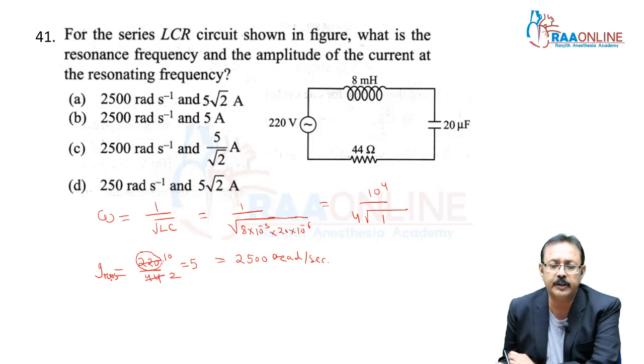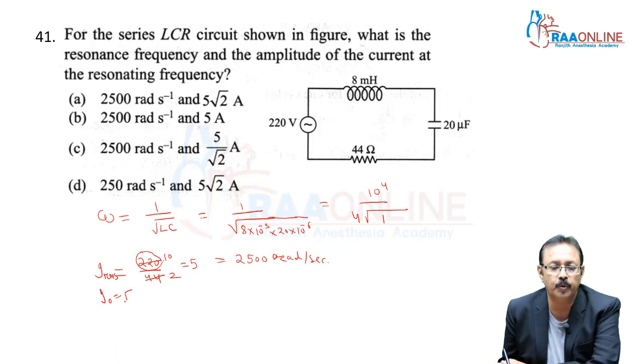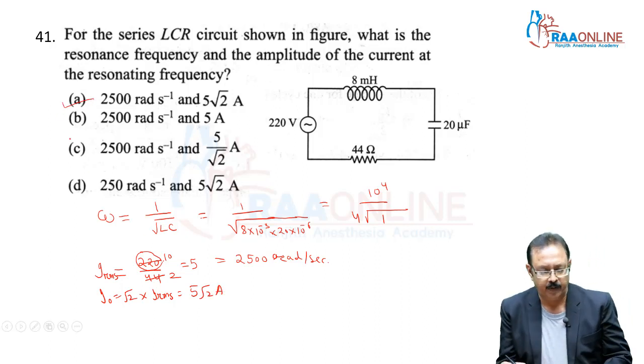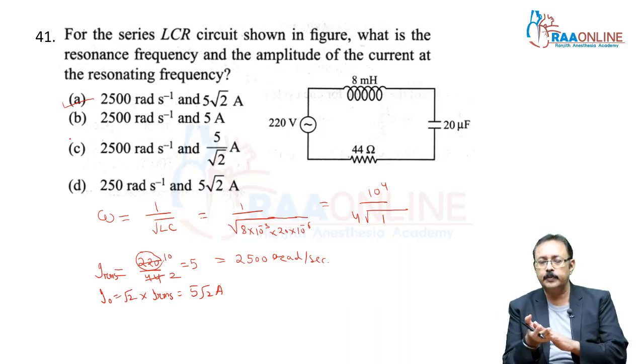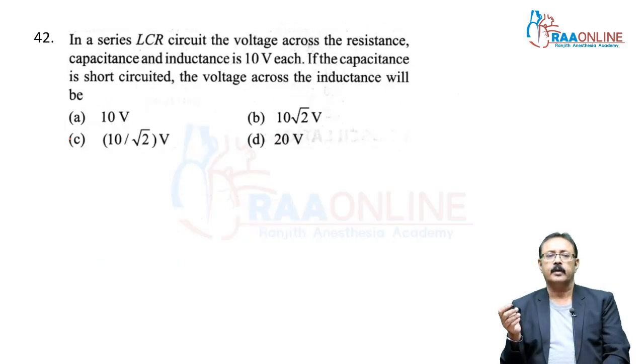So we got RMS value of current 5. We want peak value of current. So it should be root 2 times IRMS. So we will go for 5 root 2 ampere. Means we will go for A option. What voltage or what current is given in the question? If they have not specified amplitude or maximum, it means they are talking about RMS value.